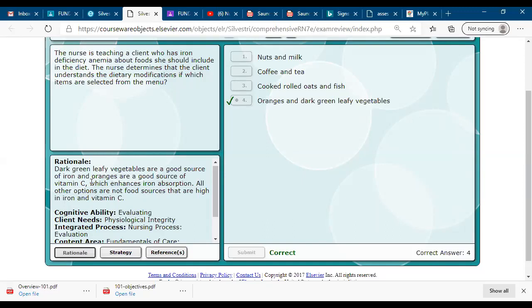Sometimes the question comes, which vitamin helps absorption of iron? Vitamin C, right? So it is another note we have to learn. When you go to the rationale, always try to learn some more information. All other options are not good sources that are high in iron and vitamin C. They contain this one, iron and vitamin C. Most of all, you answered this question. It is a very good sign.